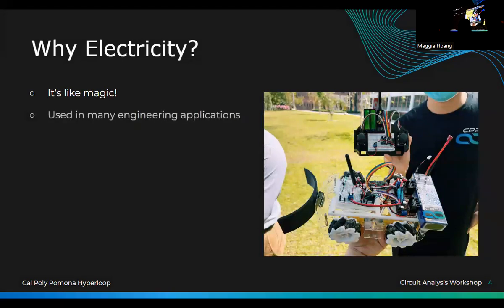And why do we use electricity in different applications, like robotics? This is the Hyperloop soccer bot car. If you guys are in the robotics club, they actually host a soccer bot competition each year. This is one of the cars from Hyperloop that we designed. Everything on here is electronics, right? You see all the wires, cables, coding, everything. So that's pretty cool.